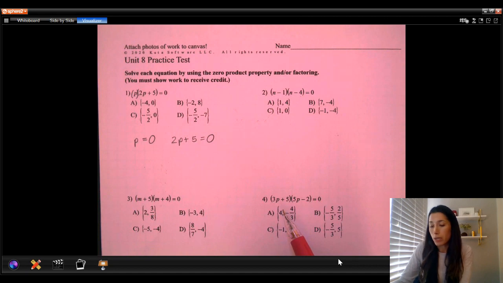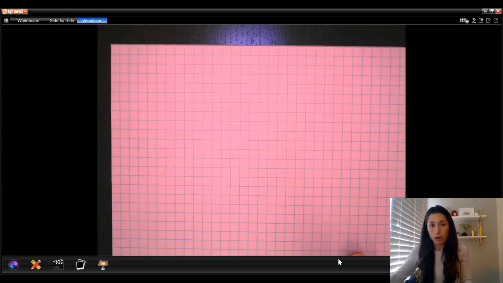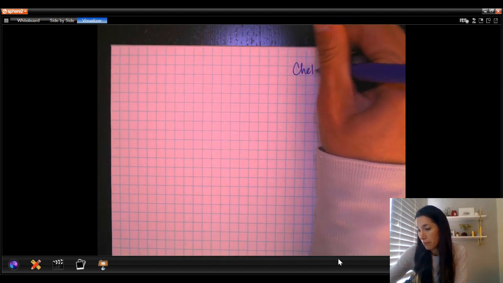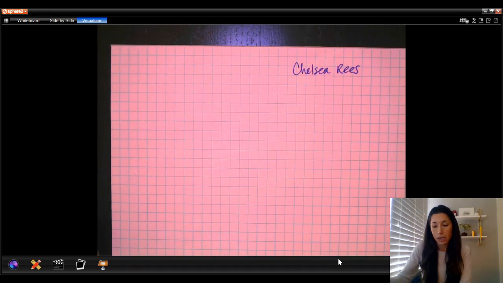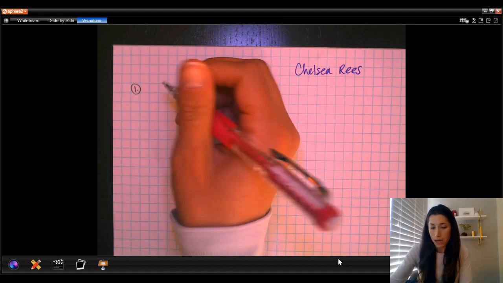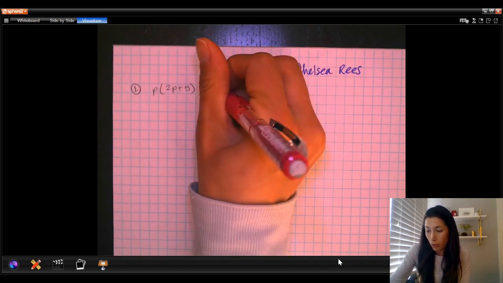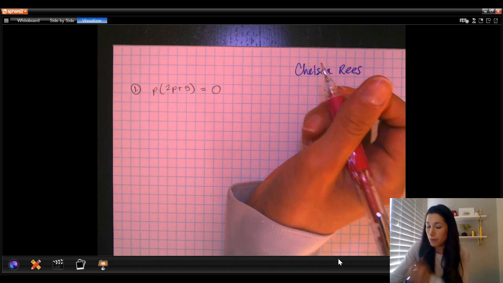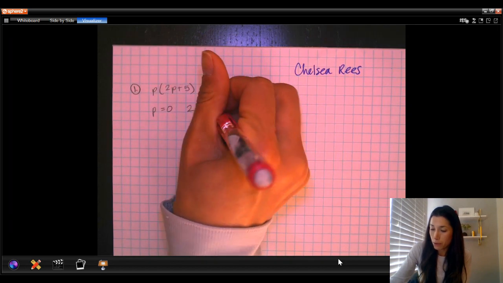Remember, you can print this out if you want, but for the test, you won't be able to print this out. So on your own piece of paper, with your pen, you're going to write your name on every single piece of paper that you're using. Let's say, for example, question 1, I'm going to write this out: P, and then 2P plus 5. Make sure you're writing out the details of the question as well. Then we would set P equal to 0, and set 2P plus 5 equal to 0.